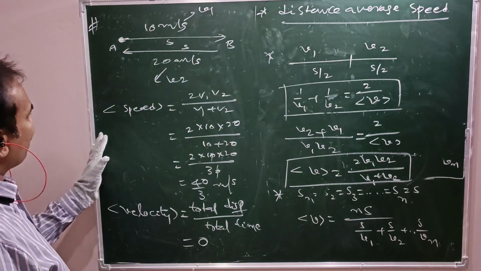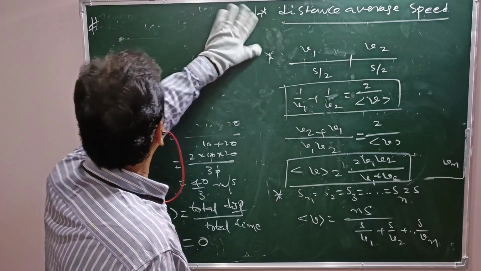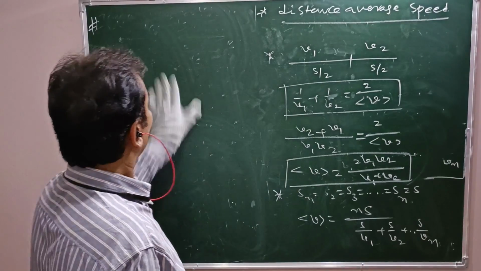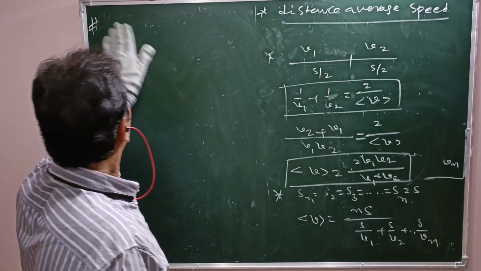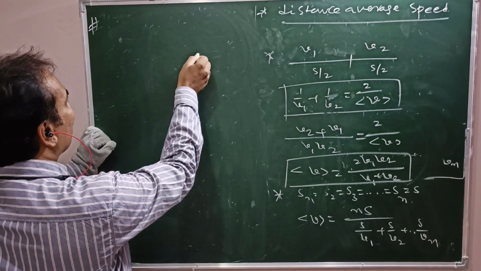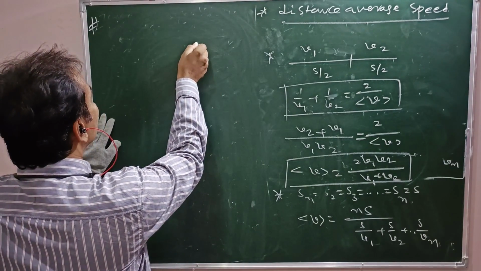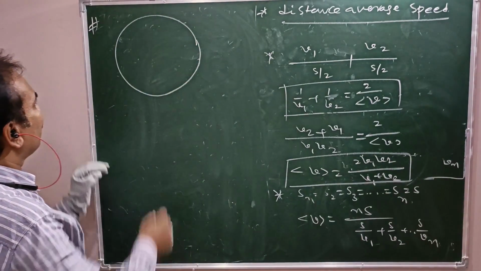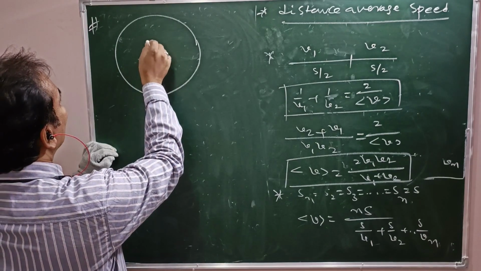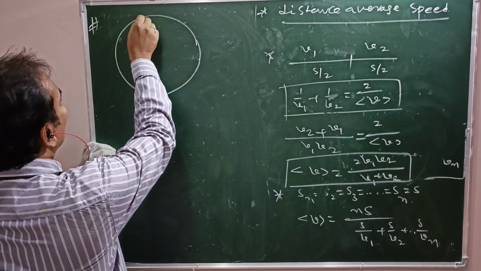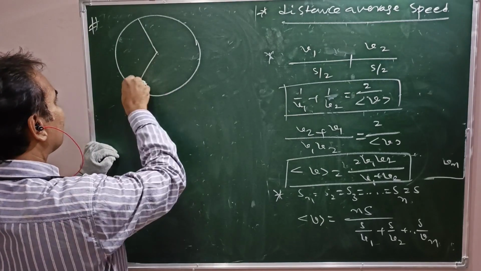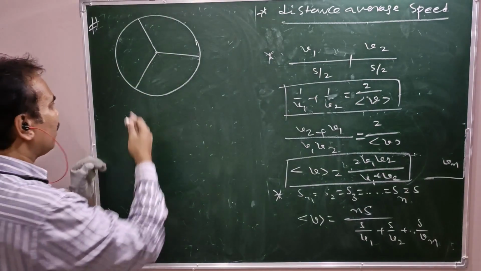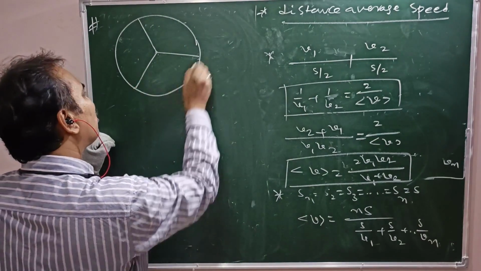Okay. Now coming to one more numerical. See, this time the particle moves along a circular path like that. The particle moves along one circular path through different arcs. See, this is the arc from A to B like that.